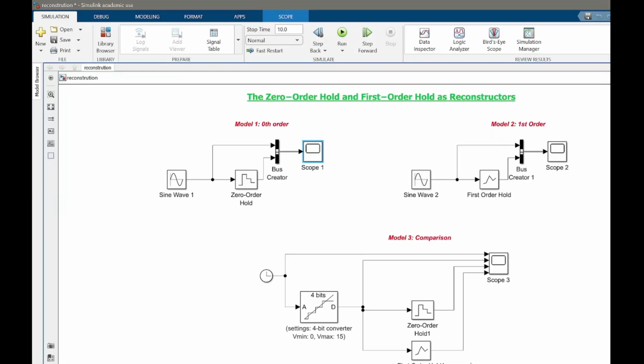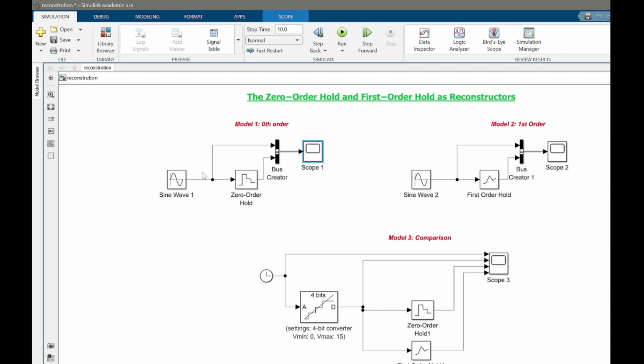In today's video, we are going to learn one of the most important concepts in digital signal processing and digital control systems: the zero order hold and first order holds as reconstructors. These blocks are widely used in PLC, digital controllers, servo systems, and digital to analog converters. Although they look simple in Simulink, they perform a very important task, reconstructing a continuous signal from sampled data.